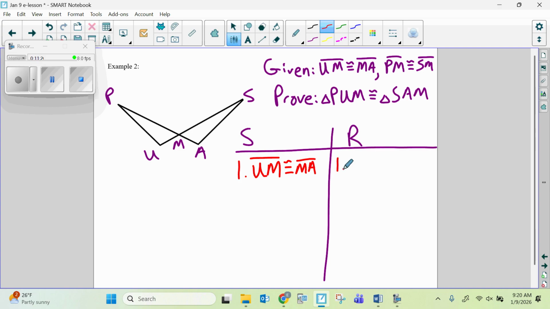Our reason, again, hopefully by now this is making sense. Our reason that those two segments are congruent, well, that was given to us. And I'm going to mark UM and MA. My picture's kind of small, but I go ahead and mark it in there. Next, I'm going to mark the next statement will be that segment PM is congruent to segment SM.